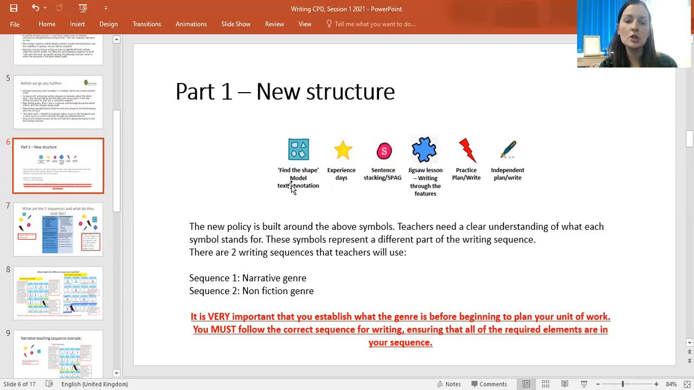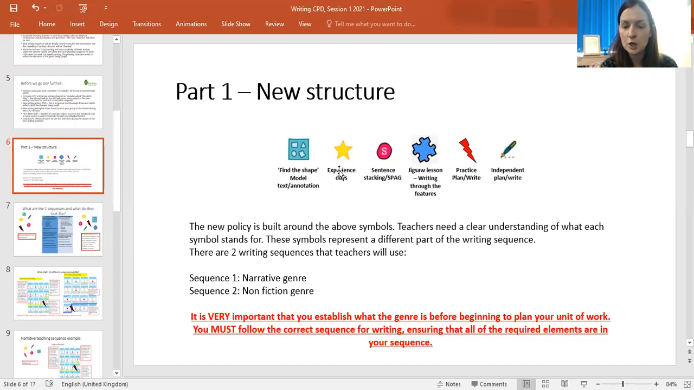If I was doing a character description in a narrative sequence, the Find the Shape would probably be the first symbol in my sequence, and children would tick off that lesson to say that actually today I've completed a Find the Shape lesson. That again will also be a symbol that features in the non-fiction sequence, and children will need to see a model at the start of that sequence.